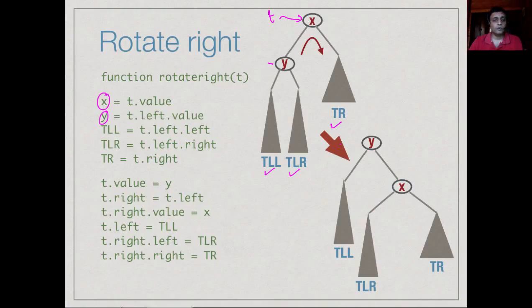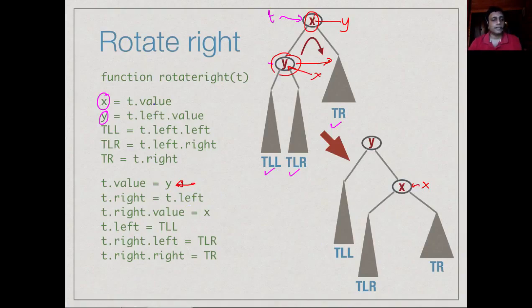And then we reconnect them. So what we do is we first replace this value by y, right? Then what we do is we make this node come to the right and we reset its value to x. So we put an x here and we have moved it there. And then we hang off below the top node on the left, we put TLL. And below this new right node on the left we put TLR and on the right we put TR. So we just do this kind of reconnection. It's like unhooking and rehooking trees, and we just keep track of all the names so that everything gets unhooked and rehooked correctly. So it's very simple.